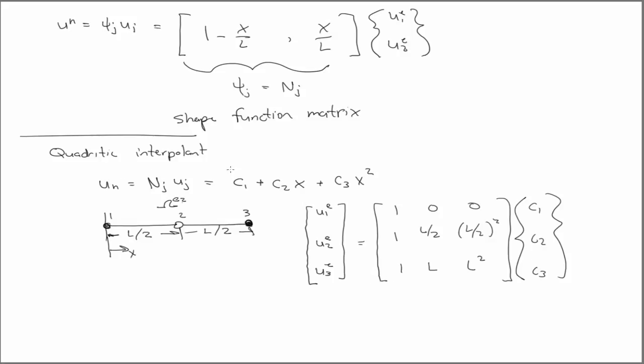All right, so everybody okay with what I did there? I just evaluated this function at each of the nodes. So I'd have U at node 1 is equal to 1, 0, 0 times C1, C2, C3, which is just C1, because x is 0 at node 1. Okay? Everybody okay with that? So I just wrote this in matrix form. And again, this is U, this is A, this is C.